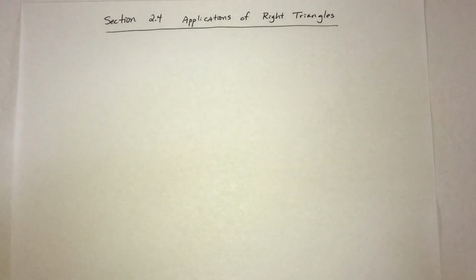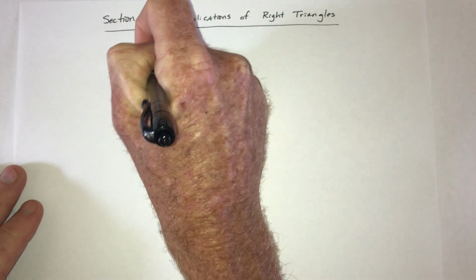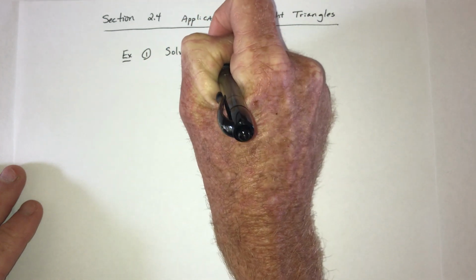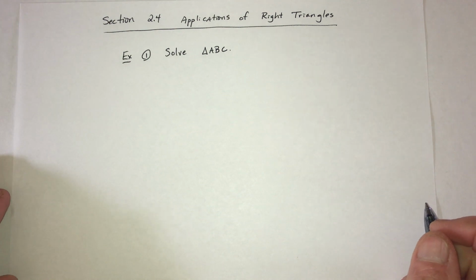Let's continue the fun with applications of right triangles. Before we do the application, I want to solve a triangle. And when it says solve a triangle, that means find all three sides and also find all three angles.